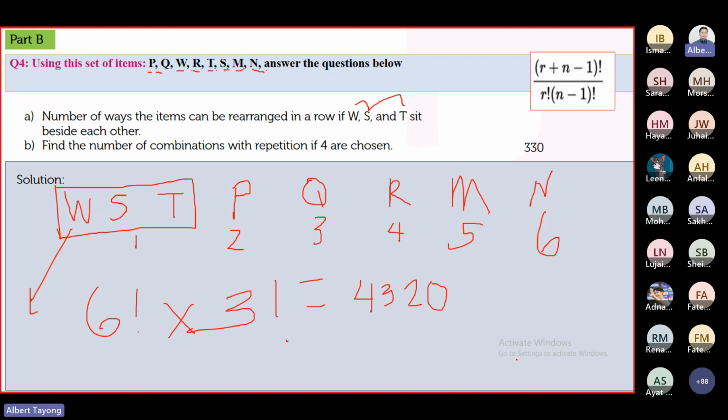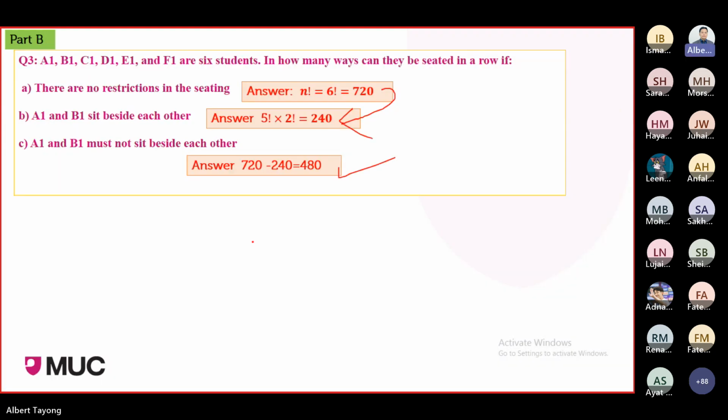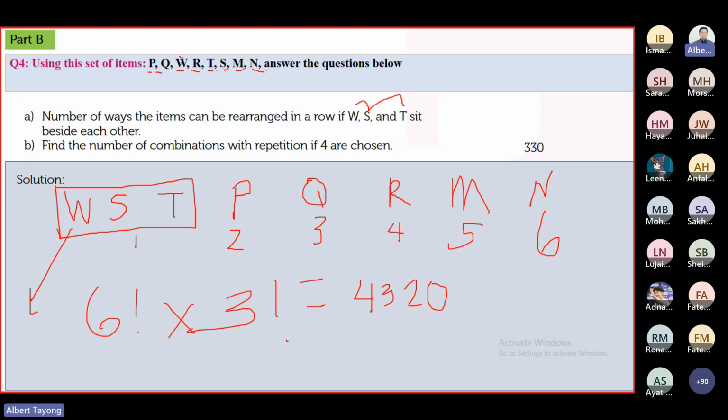All right, so I hope this is very clear to everybody. Here we have 3. Here we have only 2. A1 and B1 should sit beside each other. Here we have 3, W, and we have S and T should be sitting beside each other. So here we have 3 factorial because we have W, S, and T. 6 factorial because we now have 6 groups instead of 8, because W, S, and T become 1.